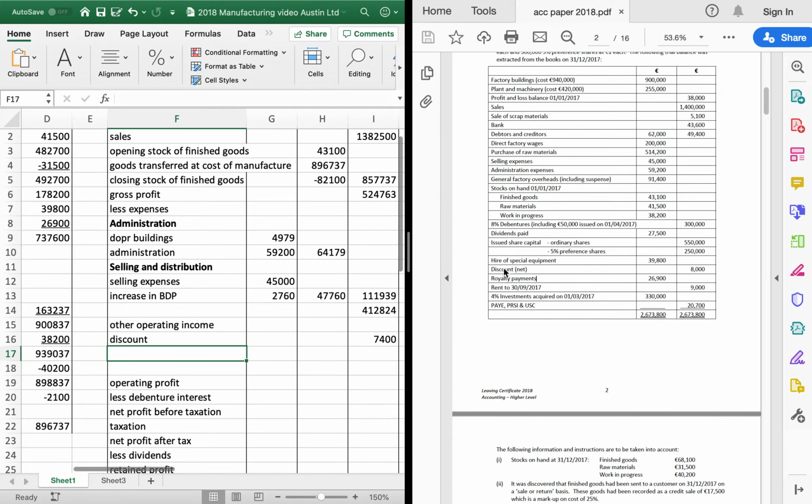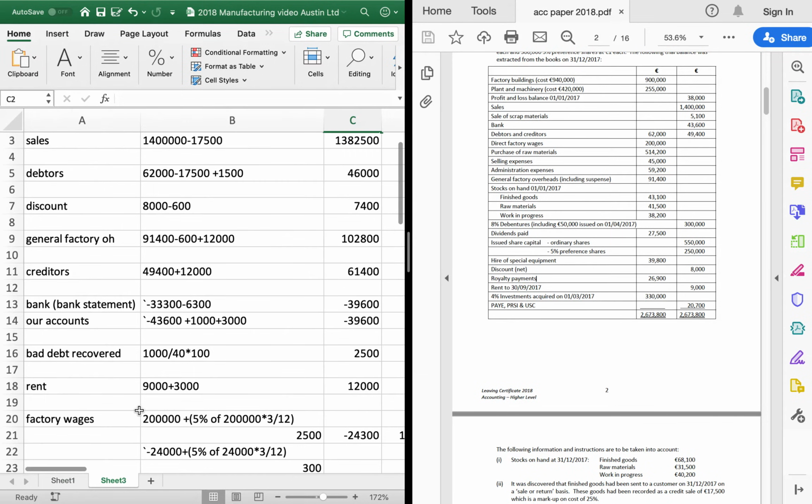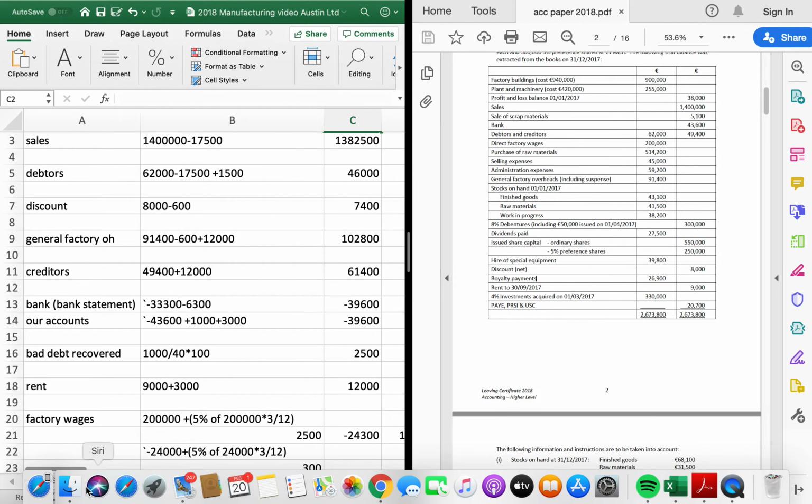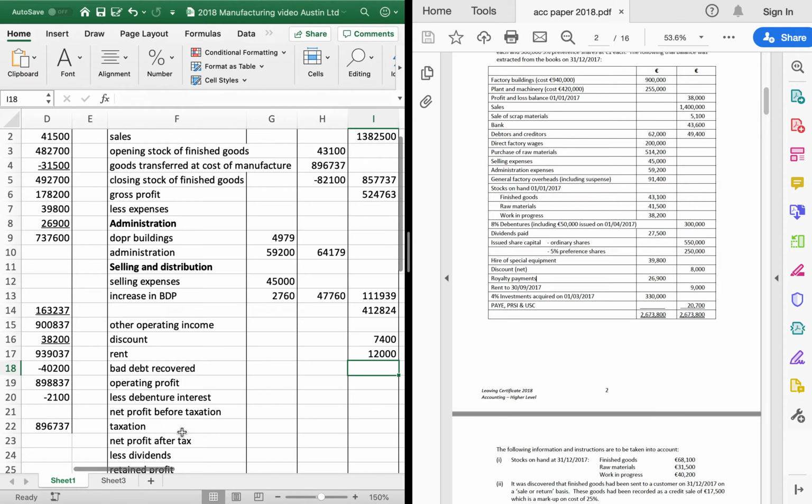I've already mentioned that there is a rent. Now rent changed, we know, from 9,000 up to 12,000. And then we had our bad debt recovered. That was in the bank working. That was 2,500. Again, all sort of new in a manufacturing account, but not new in reality.